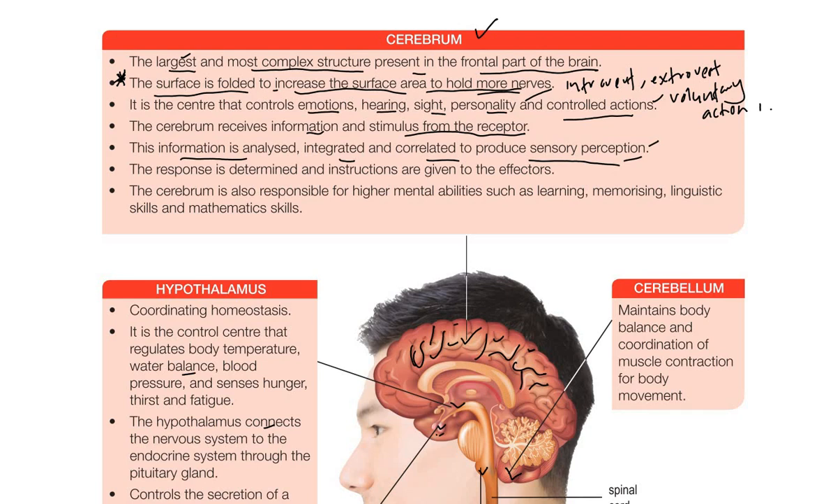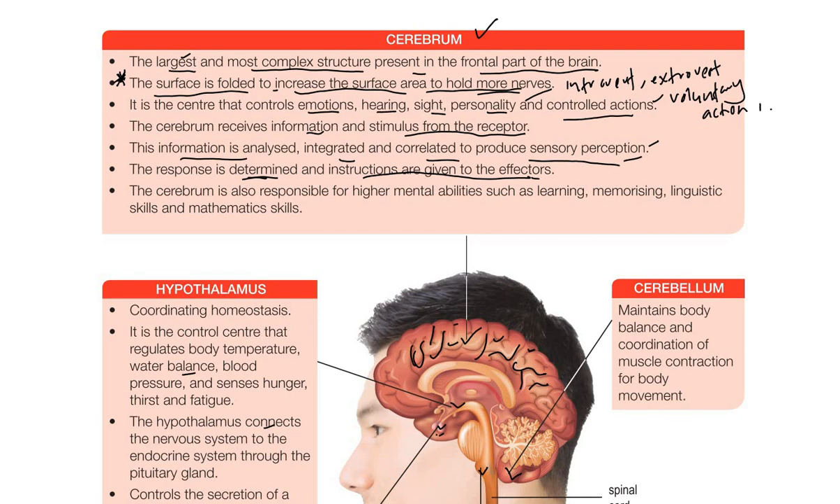Okay, the response is determined and instructions are given to the effectors. The response is determined by the cerebrum. The cerebrum will interpret what you should do, and then it will send the nerve impulse to the effectors. Instructions are given to the effectors, so the effectors will produce the response.